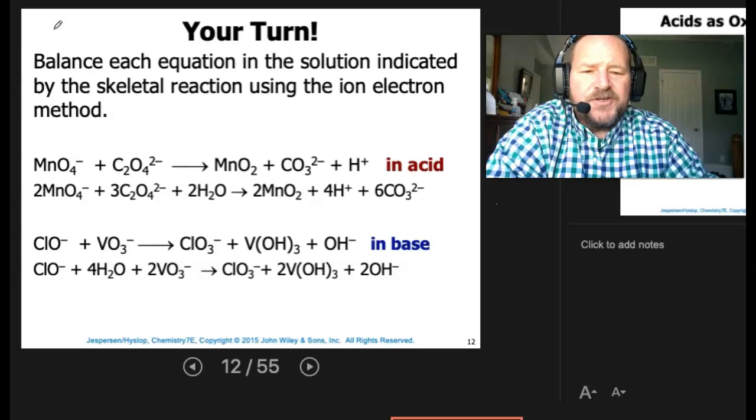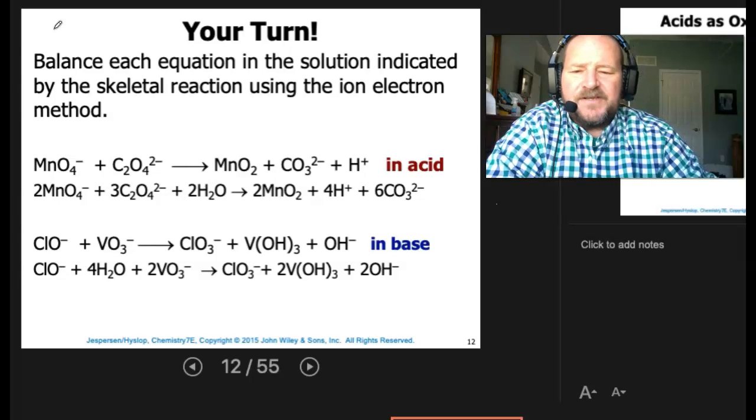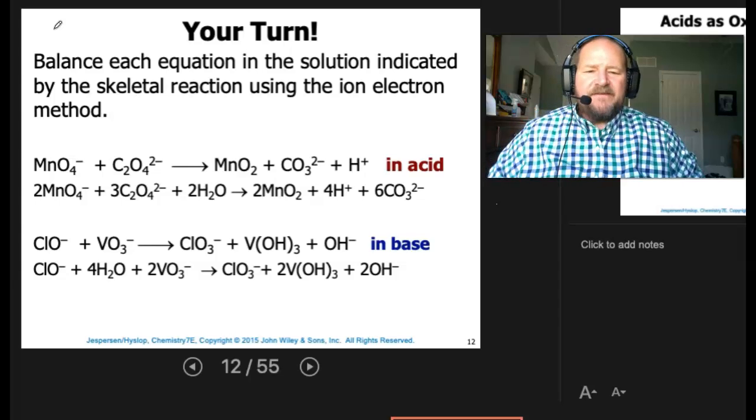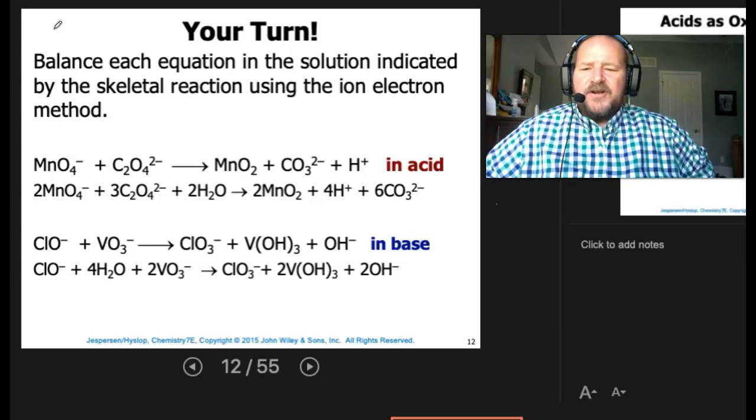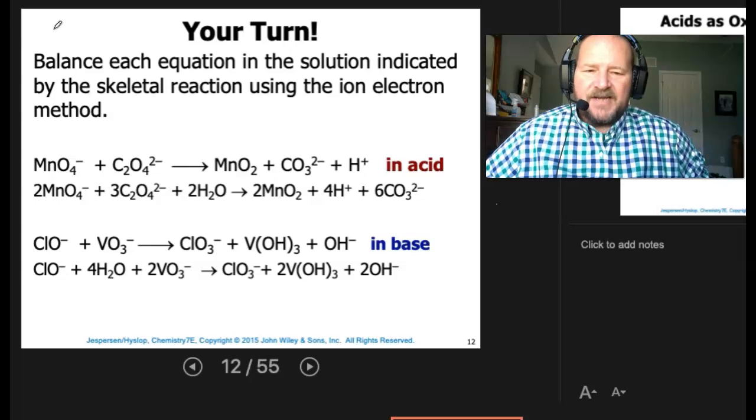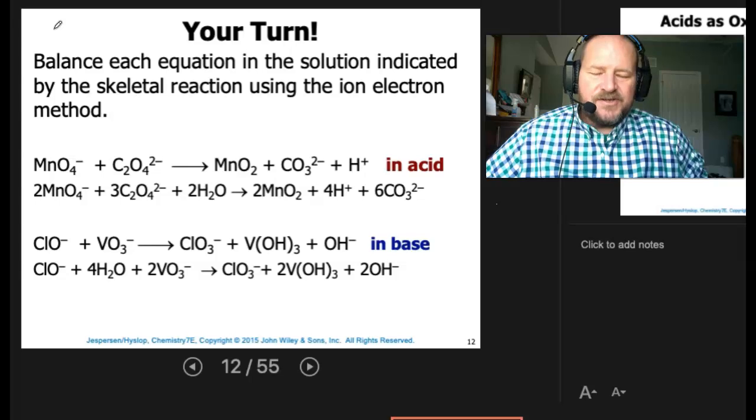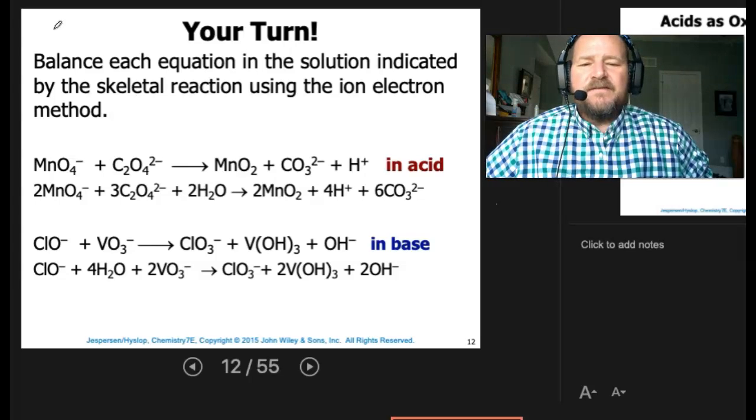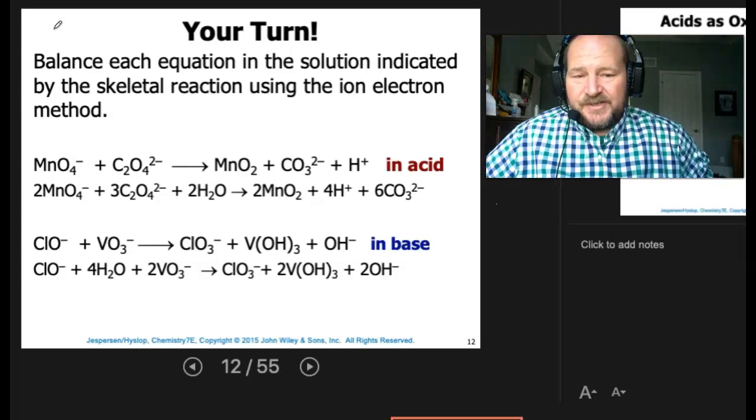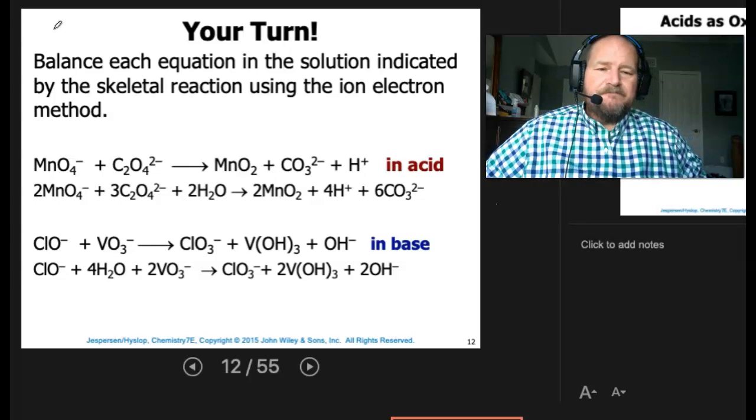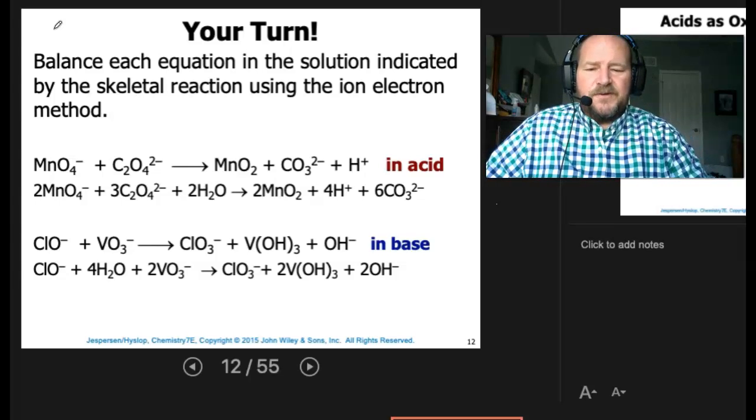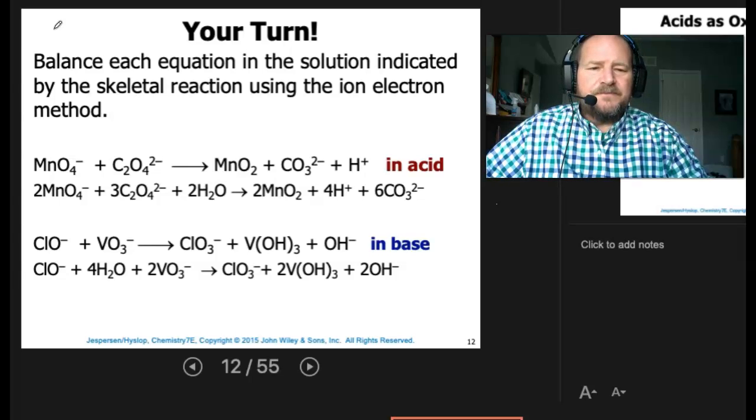Now, if you struggle with these, make sure you get in contact with me. But remember, you're going to follow the 7 steps like you're in acid for both of them. So the first thing we do is break them into their half reactions. Then you're going to balance the non-oxygen, non-hydrogens. Then you're going to balance the oxygen. Then you're going to balance the hydrogen. Then for the basic ones, you'll cancel out the hydrogens to make it a base. Okay. So again, if you struggle with those, make sure you get in touch with me and we'll work through it, see how it goes.